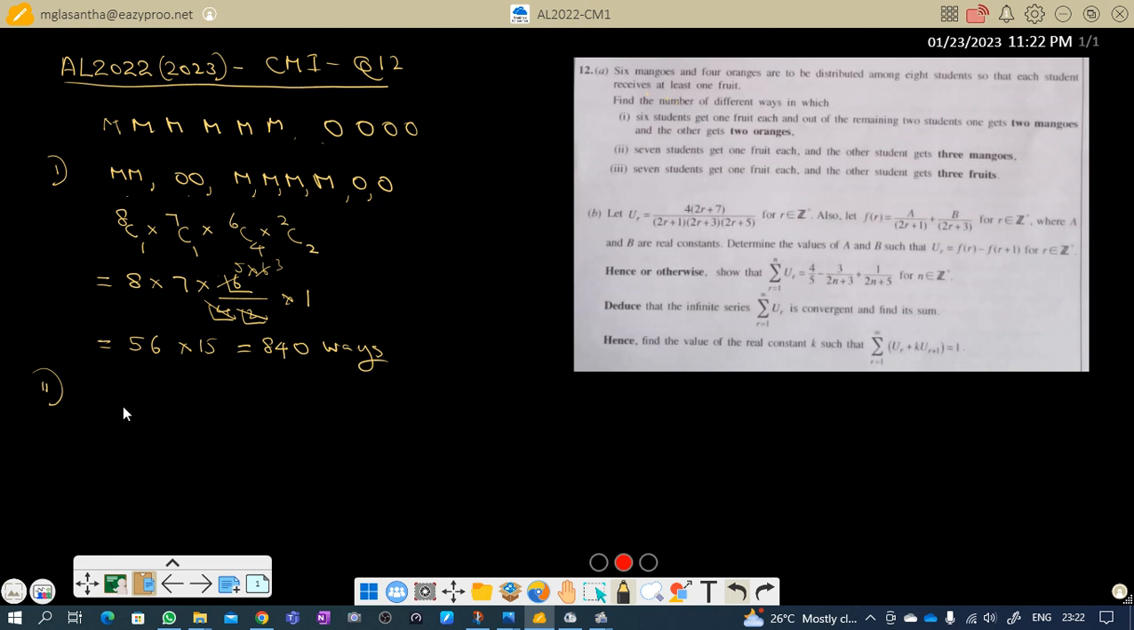If you take the second case, 7 students get 1 fruit each, and the other student gets 3 mangoes. So one parcel is 3 mangoes. Then there are another 3 mangoes, making 3 parcels, and another 4 mangoes, making 8 parcels like this. There are 8 parcels that you have to distribute among 8 students.